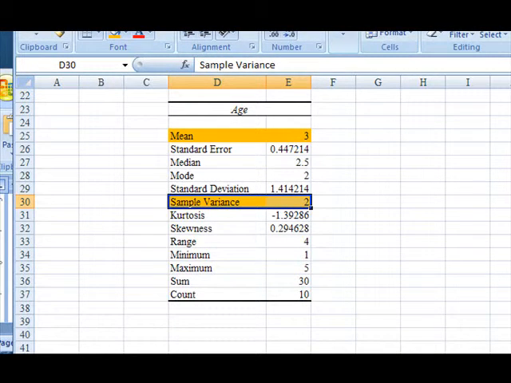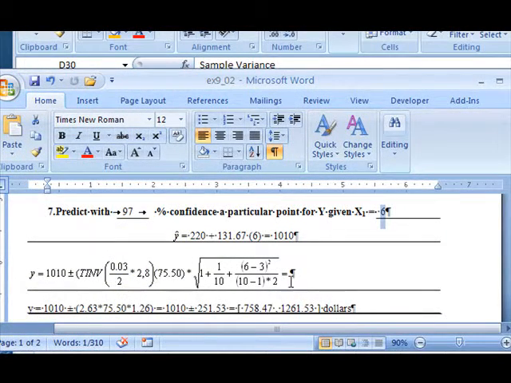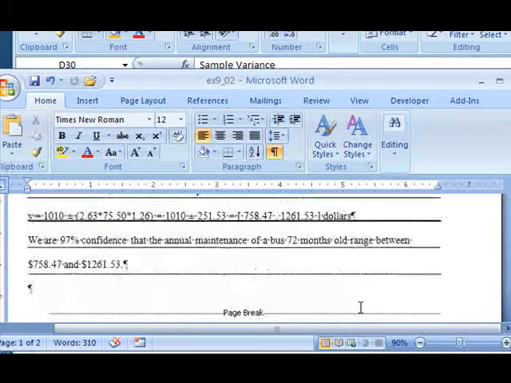And that's how we complete our equation, and you get a confidence interval. So basically we're 97% confident that the estimated maintenance cost of one bus that is 6 years of age ranges between $758 and $1,261.